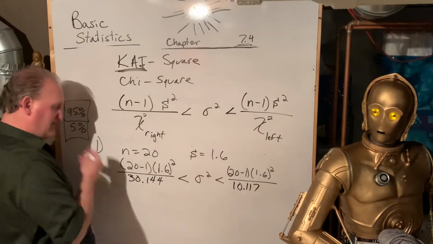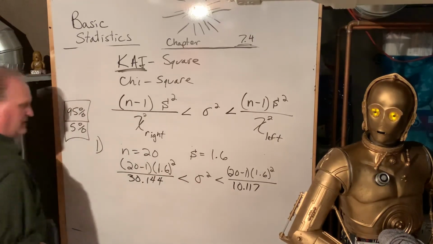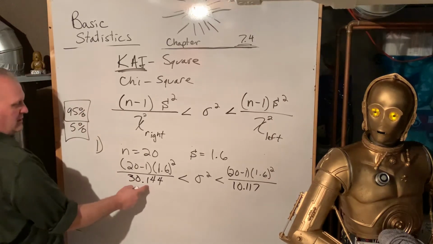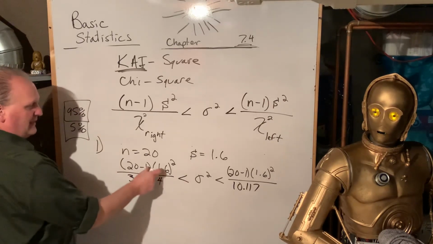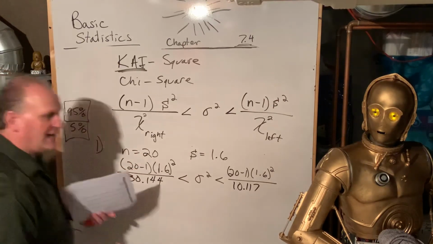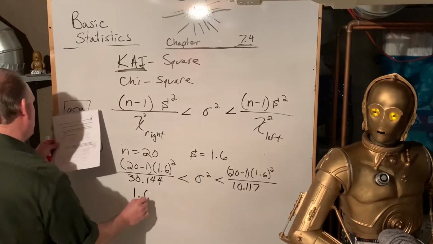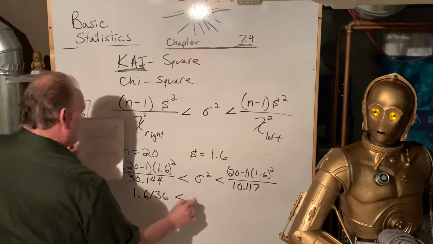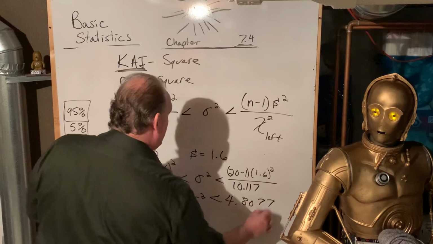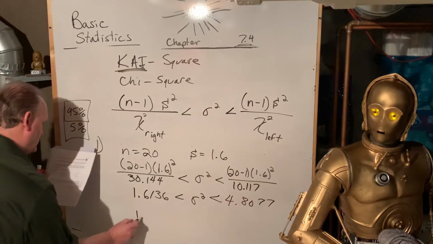You know what I mean? Because you're looking up two different things, a 5% and a 95%. Now if you weren't sure which one goes where, you know the bigger number has to be on the left because you're dividing by a bigger number, so this overall value will be smaller. So when we multiply all that and divide it out, we get 1.6136 is less than sigma squared, which is less than 4.8077. And then we take the square root of everything for the standard deviation.